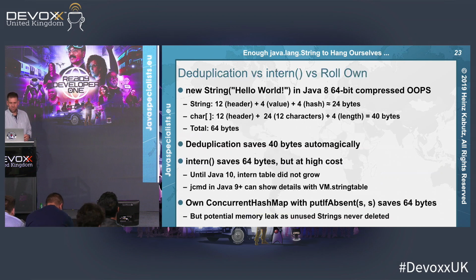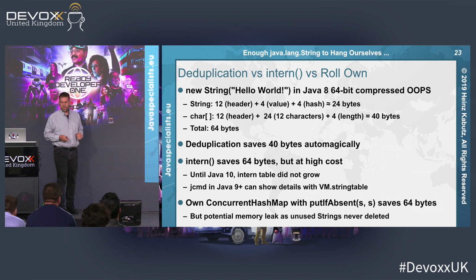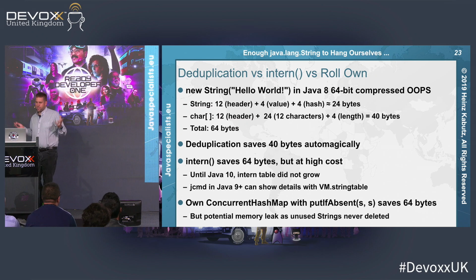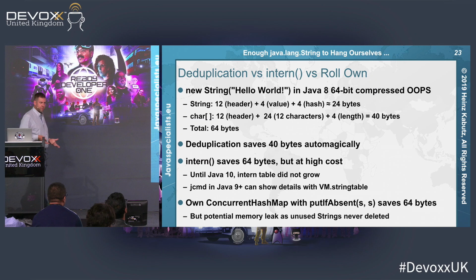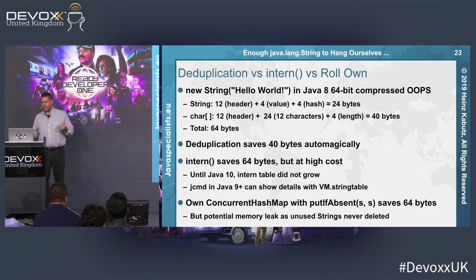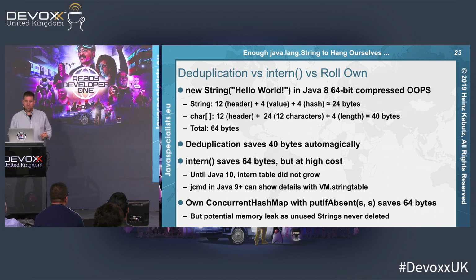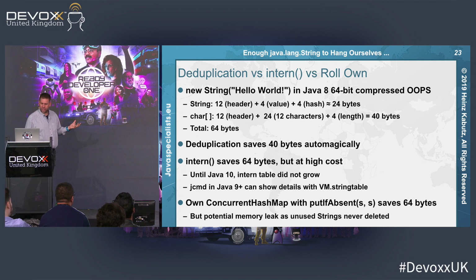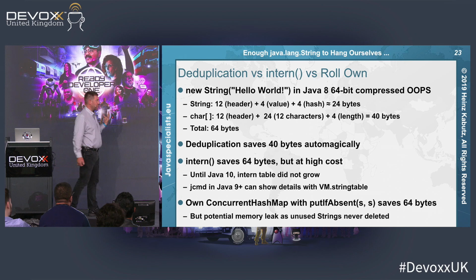It's a special case. So if I make a new string, hello world, the hello world is 12 characters. And in Java, if I'm using a 64-bit compressed oops VM, then the object header is 12 bytes. The pointer to the value is just a 4-byte pointer, so that's 4 bytes.